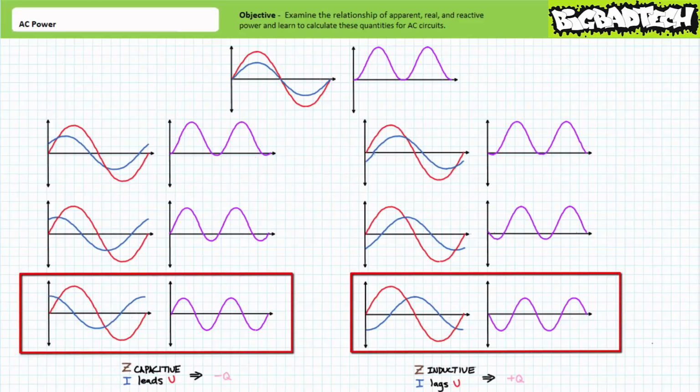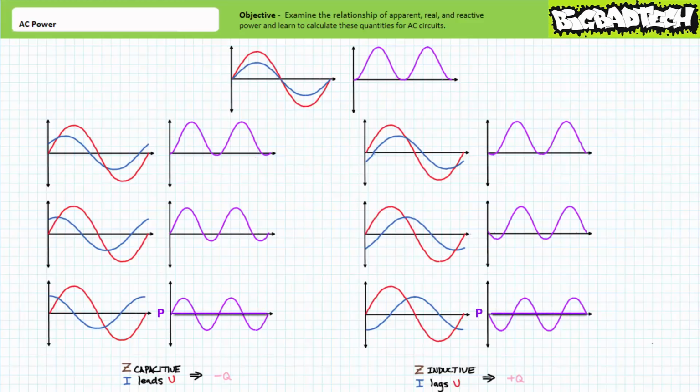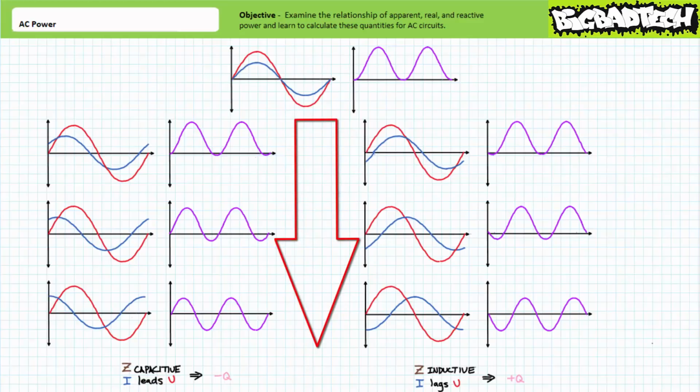3. For occasions in which current either leads or lags voltage by a full 90 degrees, real power P is equal to 0, and the absolute value of reactive power Q is equal to apparent power S. P equals 0, and S equals Q. 4. Arguably the most important of these takeaways. Note, as current increasingly leads or increasingly lags voltage, real power decreases and the absolute value of reactive power increases.